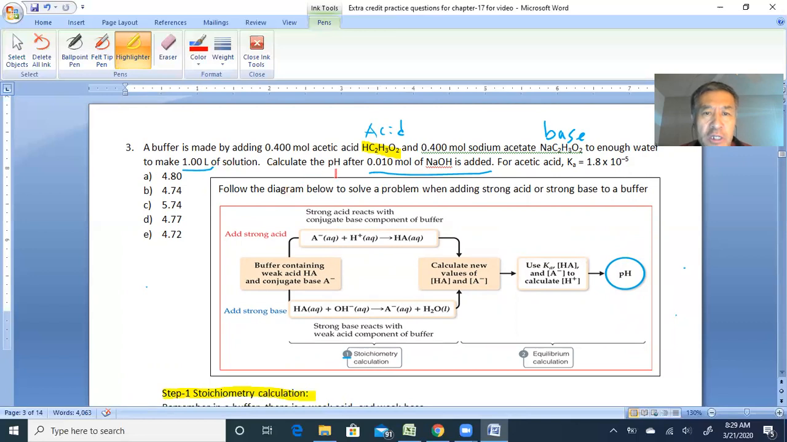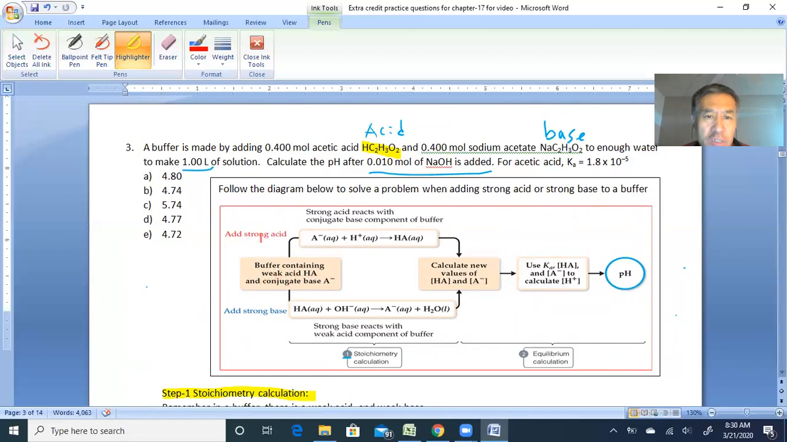Then you want to calculate the pH after adding 0.010 more moles of NaOH. For acetic acid, Ka equals 1.8 times 10 to the negative 5. So this diagram below shows a problem when adding strong acid or strong base to a buffer. You're starting from this buffer, and in the buffer, you have a weak acid and its conjugate base.